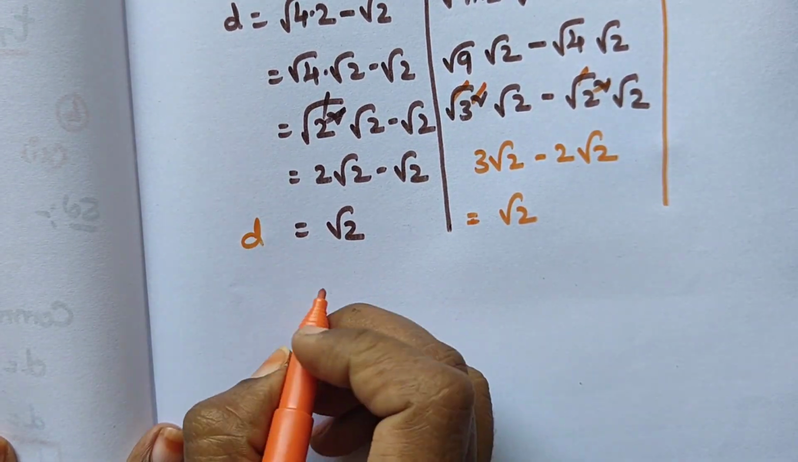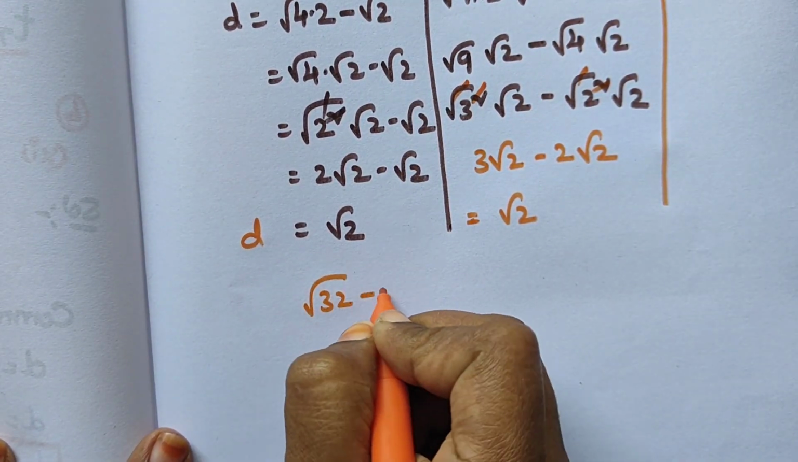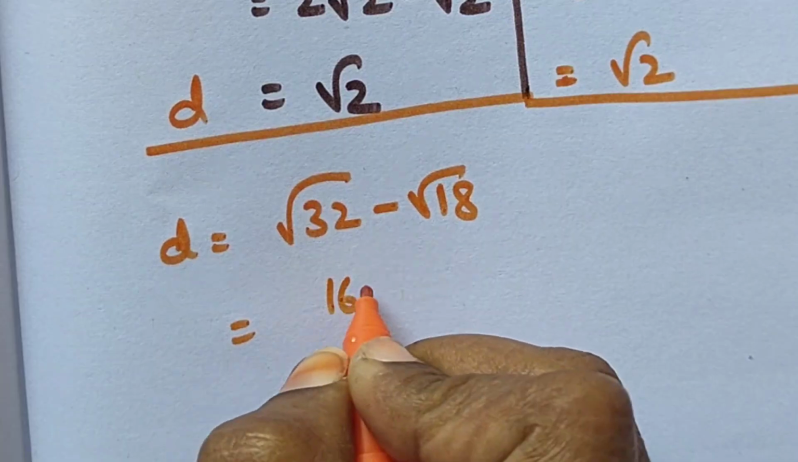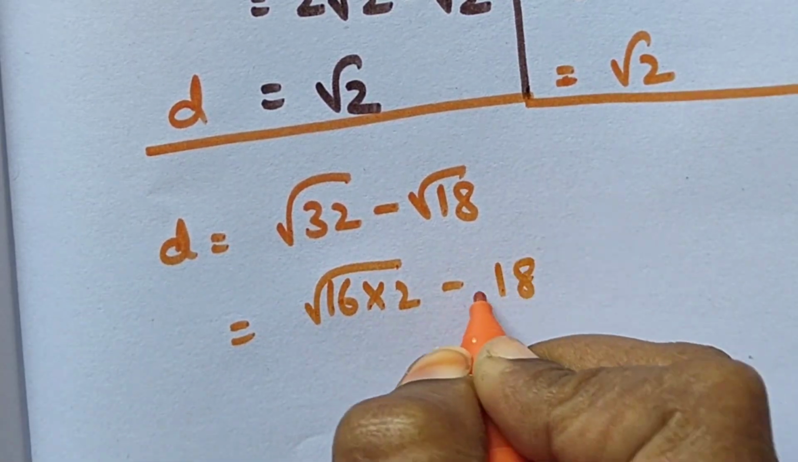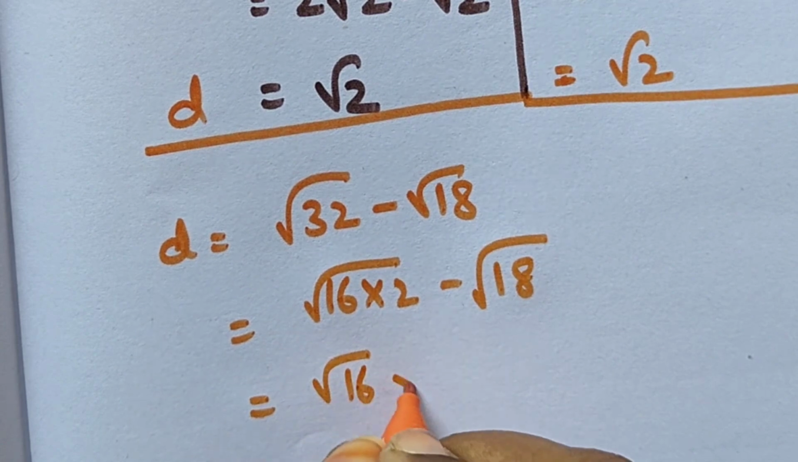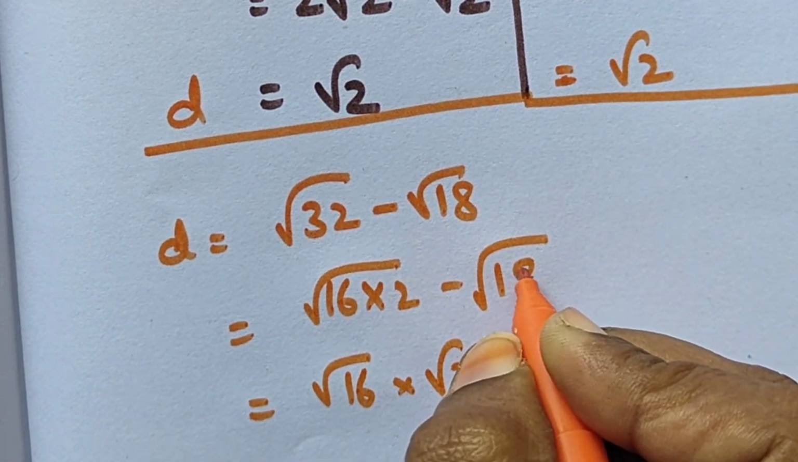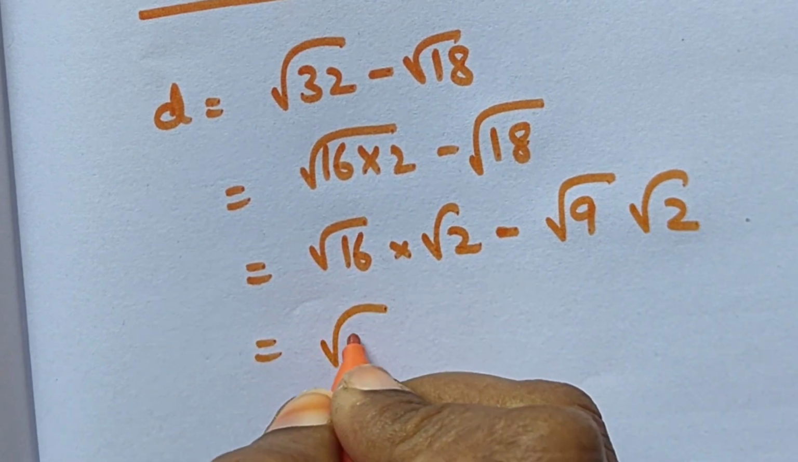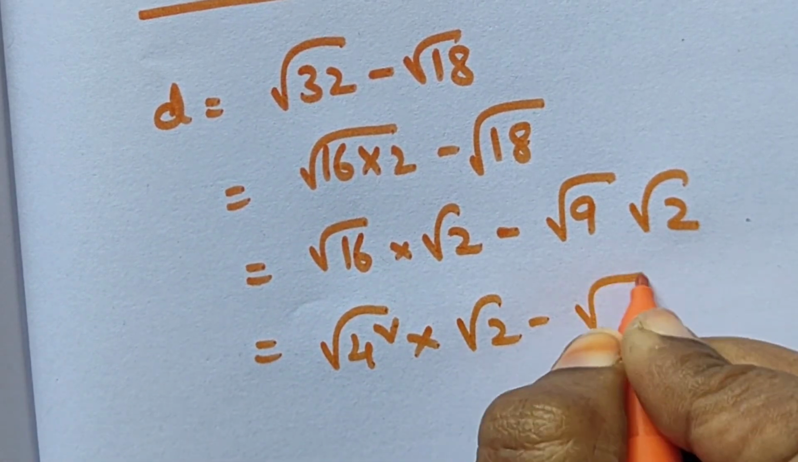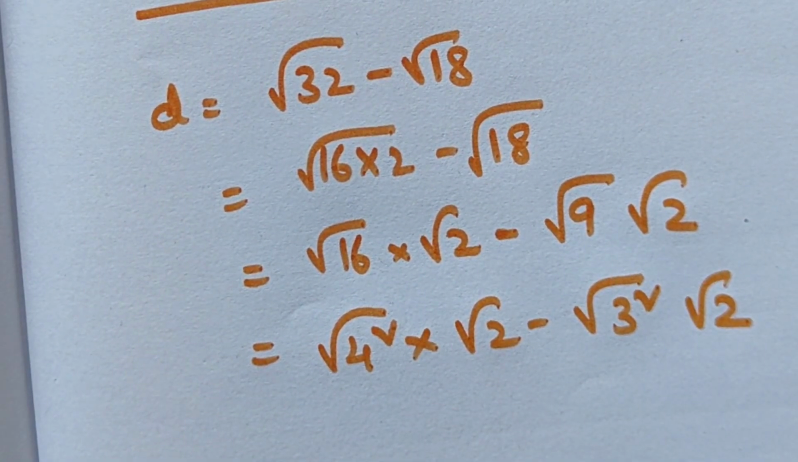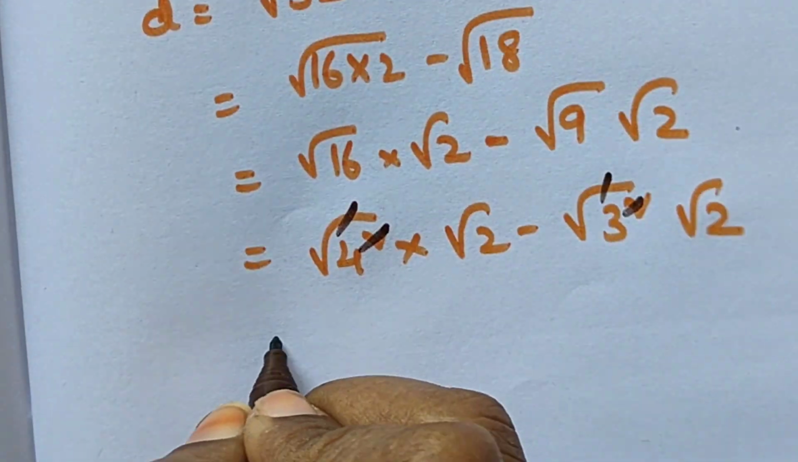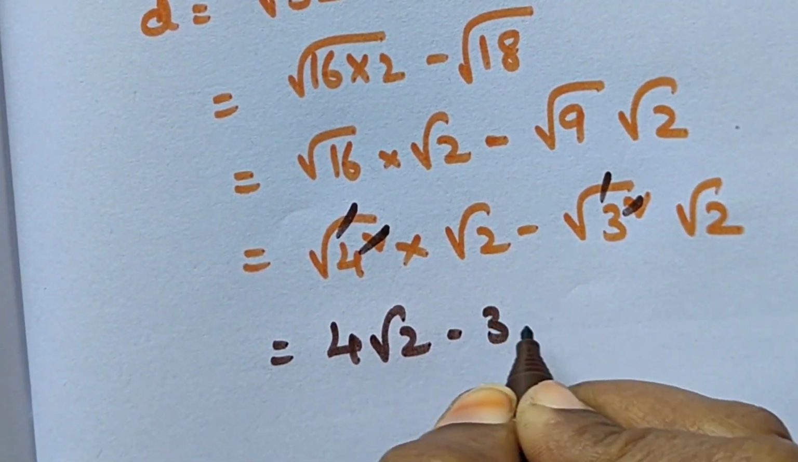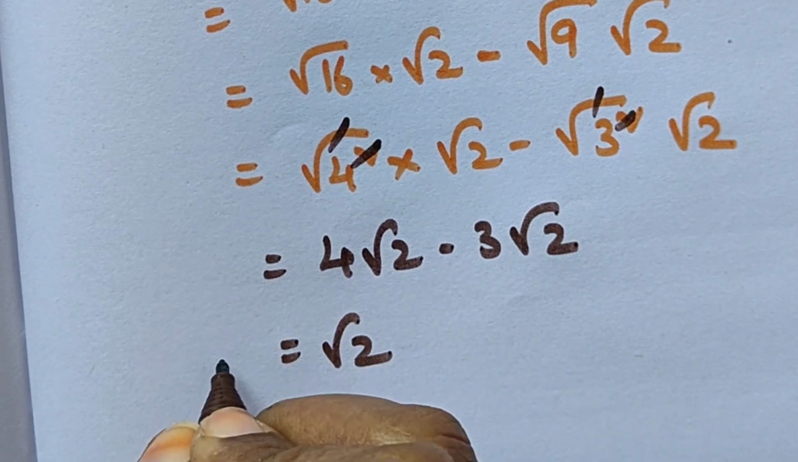Now we have to check one more: term 4 minus term 3. Root 32 minus root 18. Root 32, which means 16 2s are 32. Separate the root: root 16 into root 2 minus, 18 as 9 2s are 18, root 9 root 2. 16 as 4 square, 9 as 3 square. Cancel square and root. Finally we have 4 root 2 minus 3 root 2. Answer is root 2. Therefore D is equal.